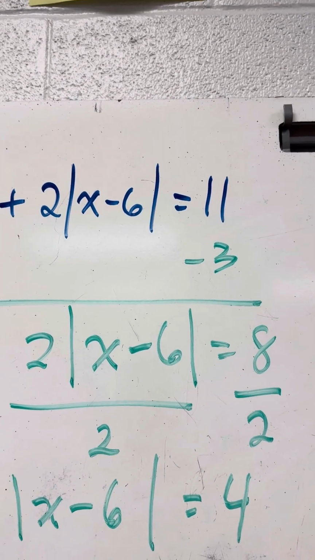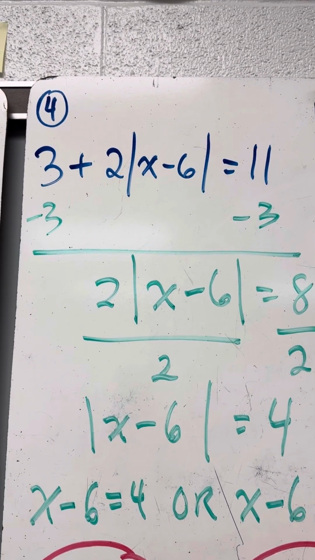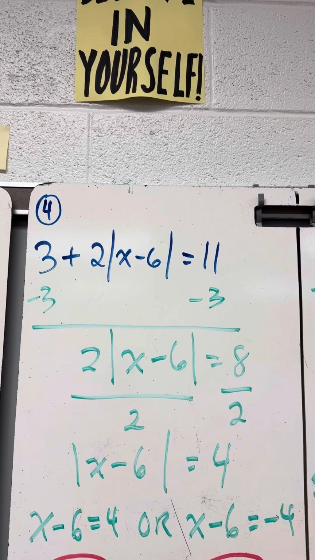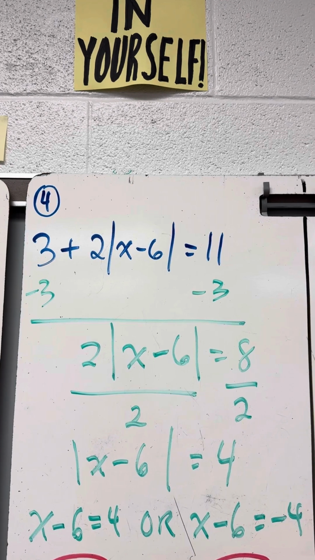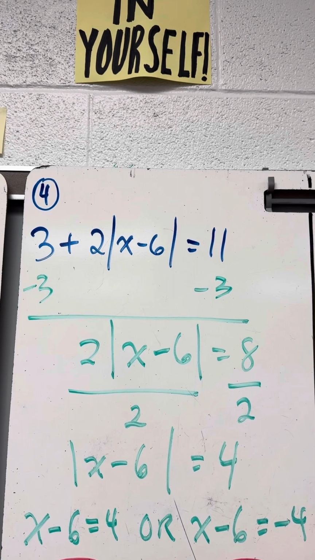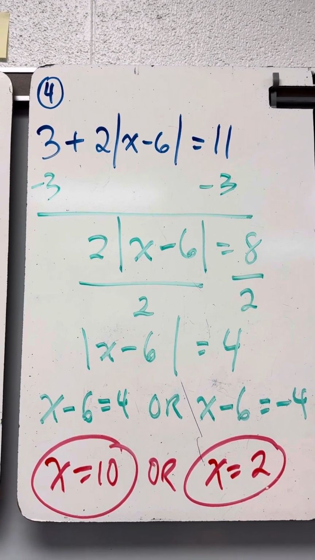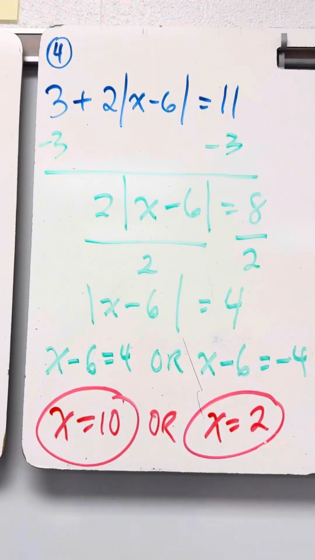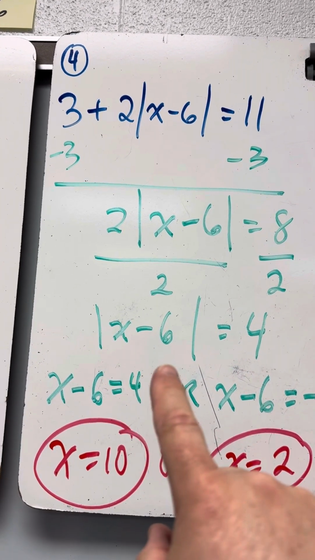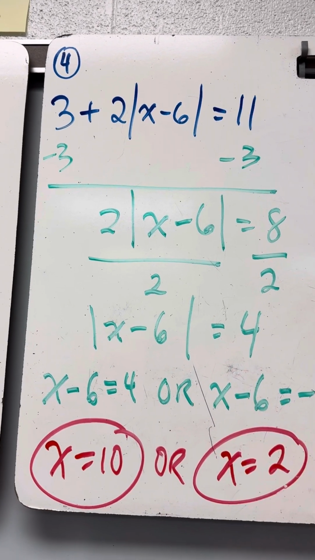So here's the key to these problems. Now what you're going to do is you're going to say x minus 6 equals 4 or x minus 6 equals negative 4. This is going to give you two answers. All absolute value problems will give you two answers. So you add 6 to both sides, you get x equals 10. Add 6 to both sides, you get x equals 2. Which, if you think about it, will make sense because 10 minus 6 is 4. 2 minus 6 is negative 4, and the absolute value of negative 4 is positive 4.